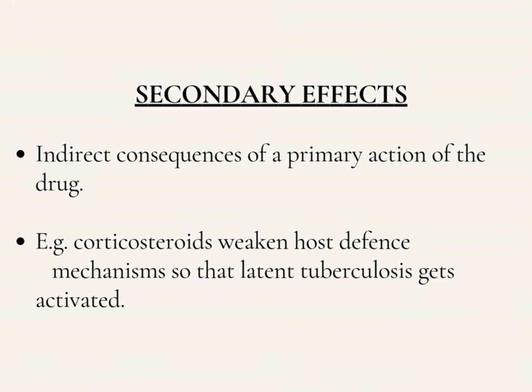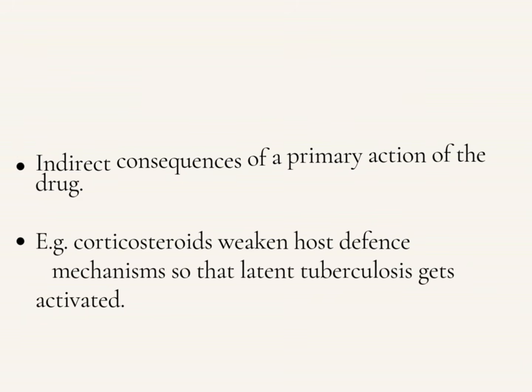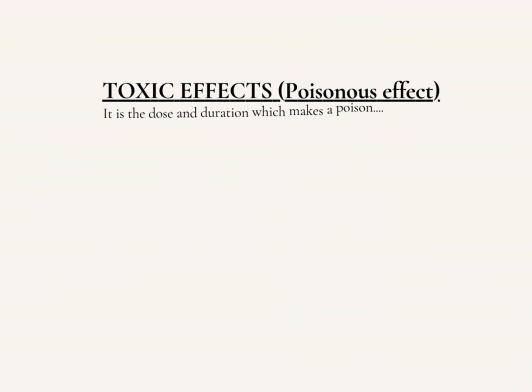Next, secondary effects. They are indirect consequences of the primary action of a medicine. Unlike side effects, they occur because the drug alters normal body function. For example, corticosteroids suppress the immune system. As a result, patients become more susceptible to infection and dormant tuberculosis may become active. Therefore, while prescribing corticosteroids, physicians carefully monitor patients for signs of infection.